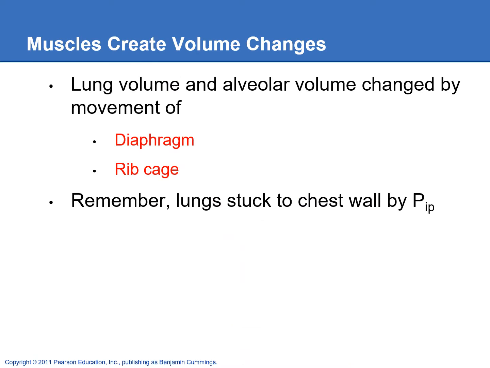So what's going to be creating the volume changes in the lungs are the muscles. So we have the diaphragm and muscles in the rib cage.